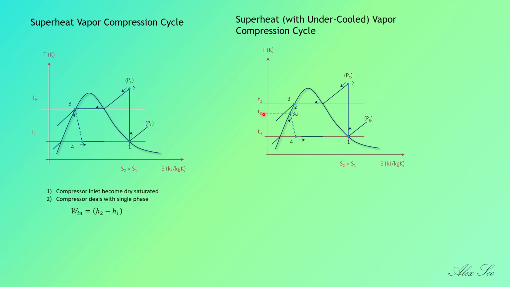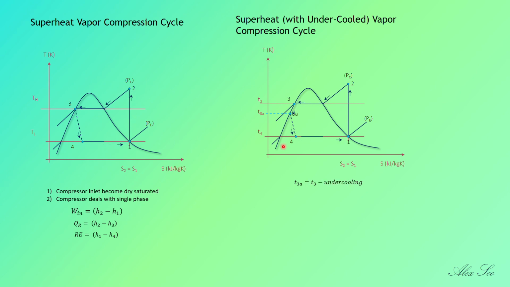So the compressor inlet now becomes dry saturated. The compressor now only deals with a single phase, that is dry saturated vapor. So the work in is still H2 minus H1. Then your heat rejected is the same, and your refrigerating effect should be H1 minus H4 here.